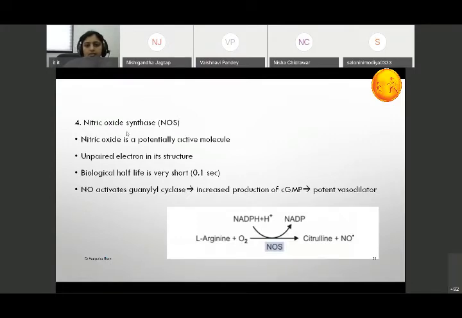Next is nitric oxide synthase. One more short note is there. Nitric oxide is asked as a short note. Some part of nitric oxide you must have learned in your protein metabolism. From which amino acid is this nitric oxide formed? This nitric oxide is formed from arginine. So nitric oxide synthase acts as one of the enzymes for generation of reactive oxygen species.